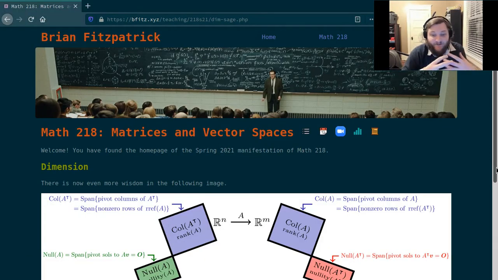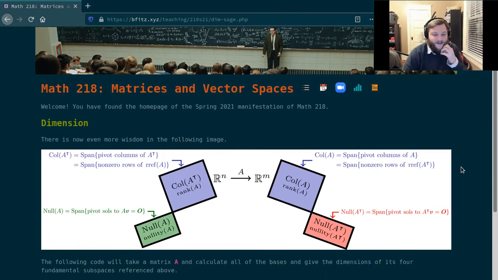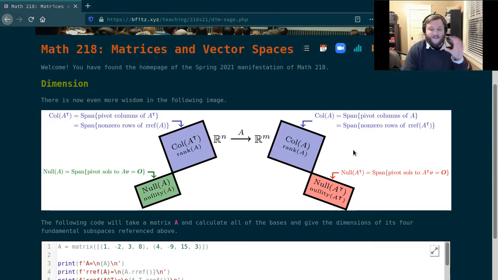So we now have this concept of dimension at our disposal. And dimension is a very, very useful concept. And really, to me, maybe the most important takeaway from the whole lecture is summed up in this image. This is the same image we introduced when we talked about bases, but now we can add a little bit to the image. In particular, what we have now are the dimensions of all four of the fundamental subspaces.